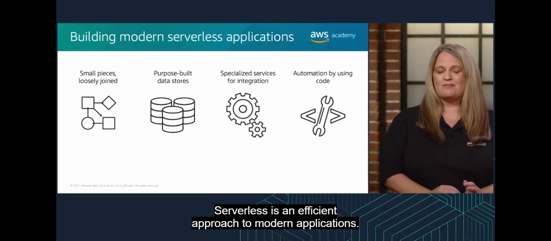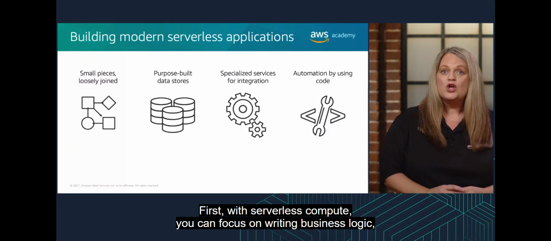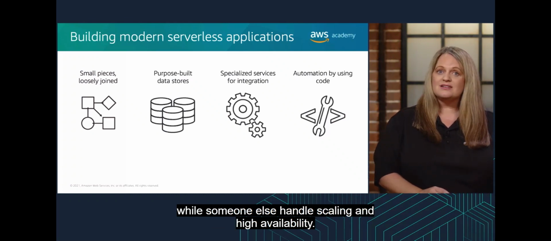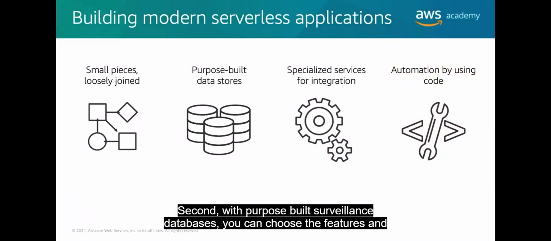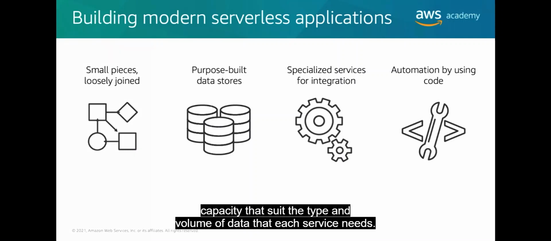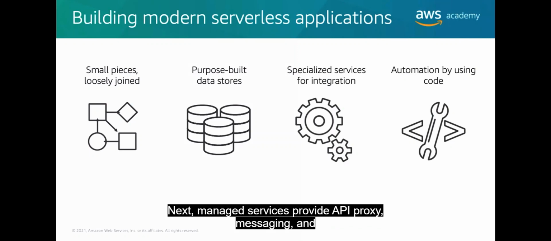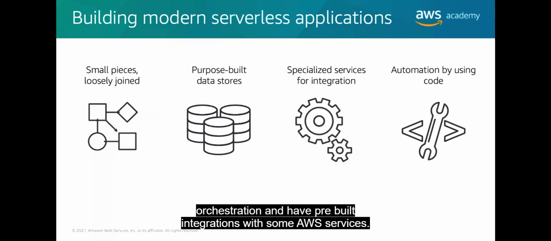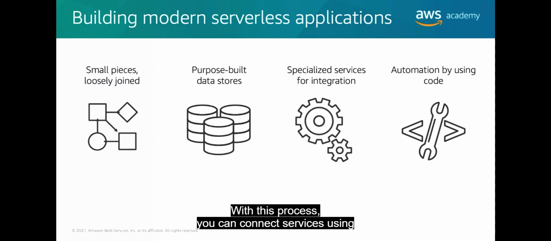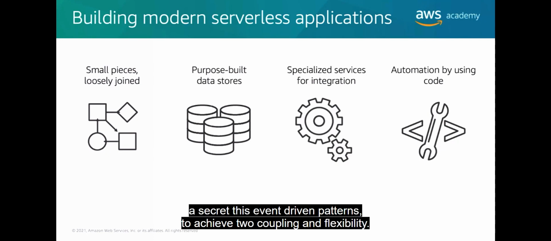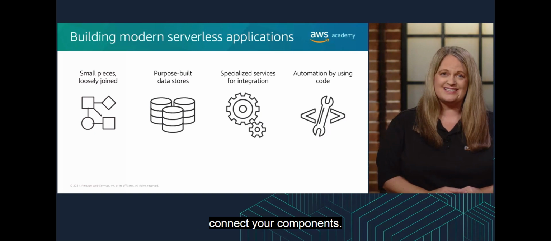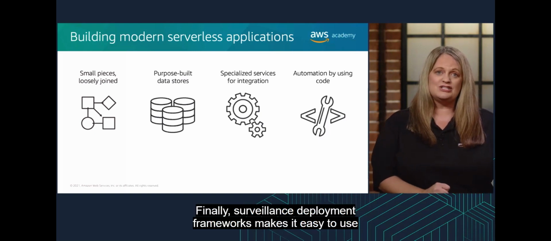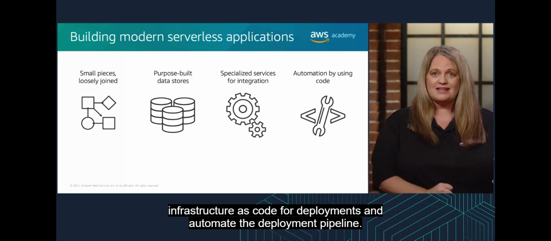Serverless is an efficient approach to modern applications. First, with serverless compute, you can focus on writing business logic, while someone else handles scaling and high availability. Second, with purpose-built serverless databases, you can choose the features and capacity that suit the type and volume of data that each service needs. Next, managed services provide API proxy, messaging, and orchestration, and have pre-built integrations with some AWS services. With this process, you can connect services using asynchronous event-driven patterns to achieve decoupling and flexibility. This also reduces the undifferentiated lifting of building integrations to connect your components. Finally, serverless deployment frameworks make it easy to use infrastructure as code for deployments and automate the deployment pipeline.